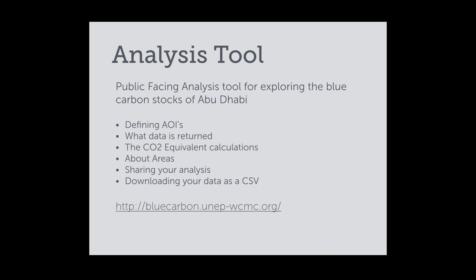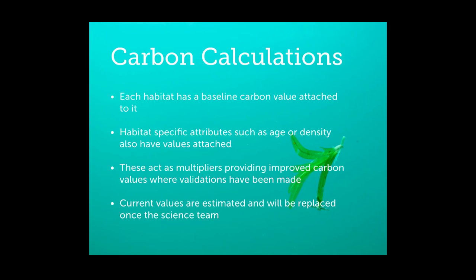So just touching on the carbon calculation elements then. As I said before, each habitat has a baseline carbon value attached. As part of the other work within the project, there was an assessment, and we've done an average carbon value attachment for each of the habitats. And then in addition, we're using specific attributes such as the age and the density as a multiplier effectively on that figure. So if somewhere's particularly dense or if it's well established, then we can work out that the carbon value for that particular area will be higher.